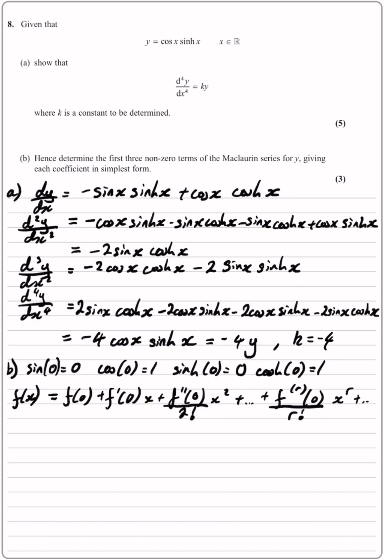Okay, so for our particular function, if we do f of 0, cos of 0 times by hyperbolic sine of 0, well, it's going to be 0. And then I plug 0 into the first differential and I get 1. Plug 0 into the second differential, I get 0. If I plug into the third differential, I get negative 2. Substitute it into the fourth differential and we get 0. And substitute it into the fifth differential and we get negative 4.